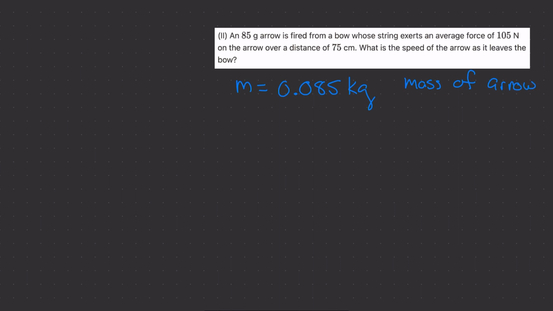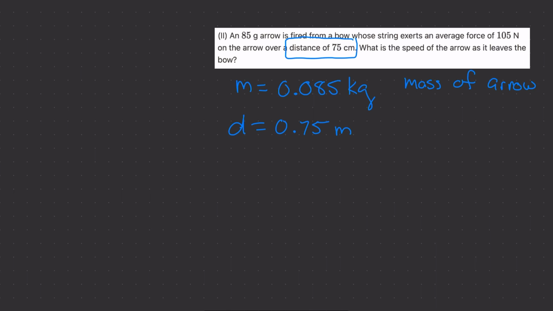Now, also, we have a displacement going on here, and that displacement is the displacement that the arrow experiences from the time that the arrow is shot to the time that it actually leaves the bow. And that's going to be 75 centimeters. I'm going to put in a lowercase d. And because there are 100 centimeters in a meter, I'm going to move the decimal place over twice. That's 0.75 meters.